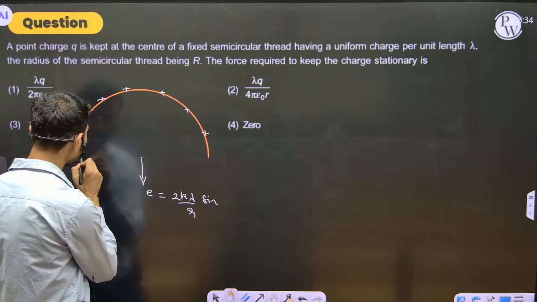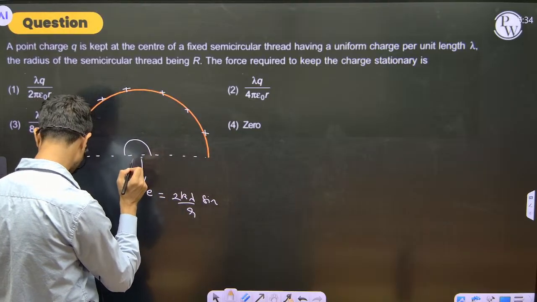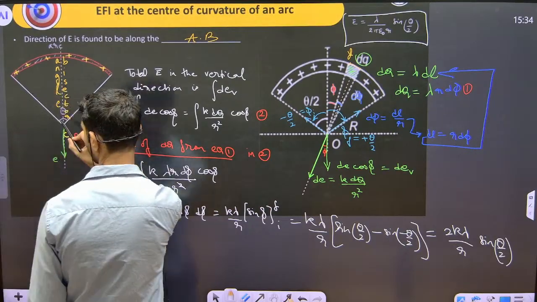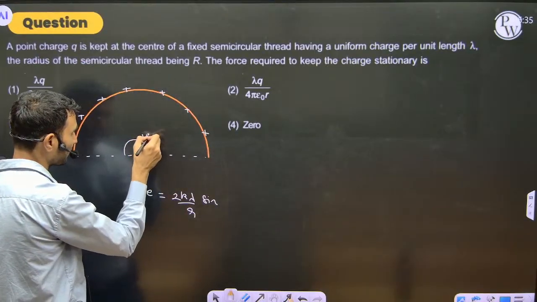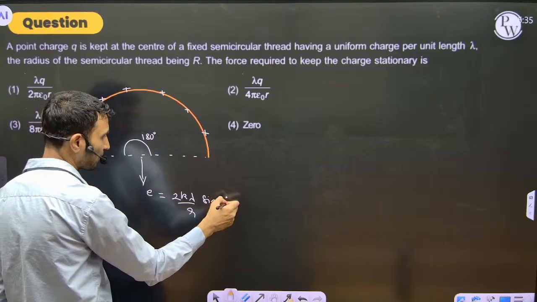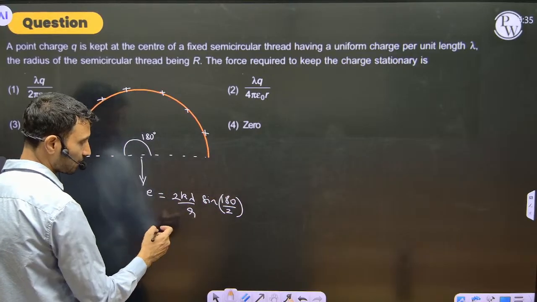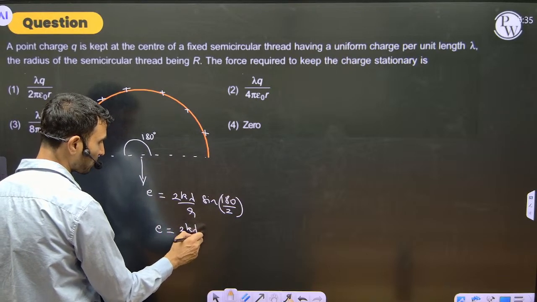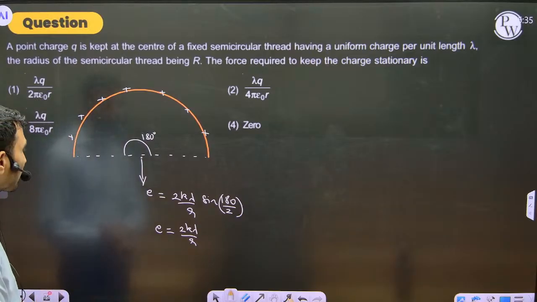And theta is how much, guys? Theta will be this full angle. You can see here, with theta we have to take full angle, right? Full angle we have to take here, full angle. So here also full angle means 180 degree. So it will be sine of 180 upon 2, which is sine 90. So electric field we have got is how much? 2k lambda upon r. Sine 90 is 1. 2k lambda upon r. That's electric field.